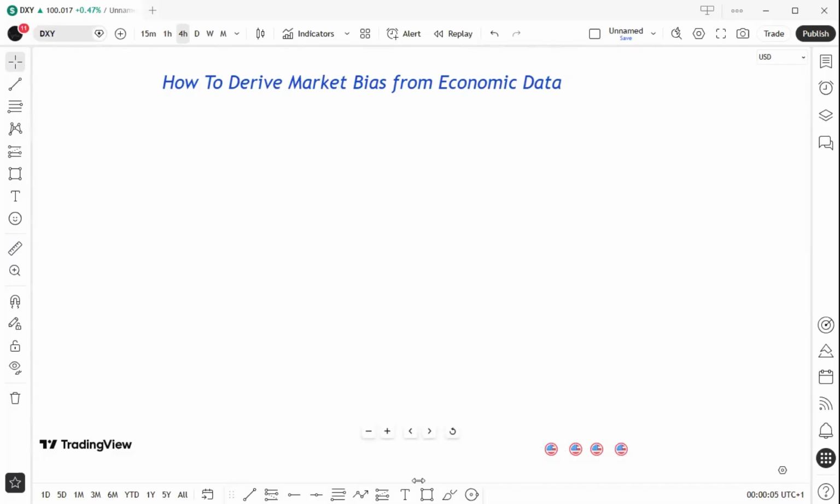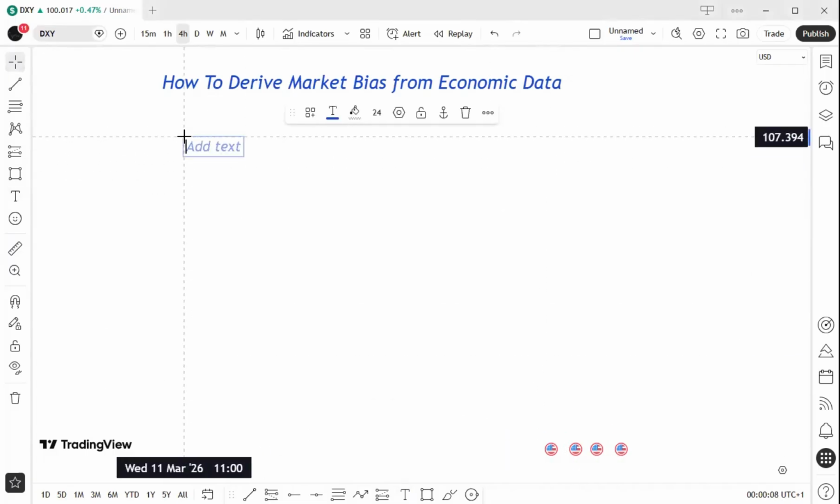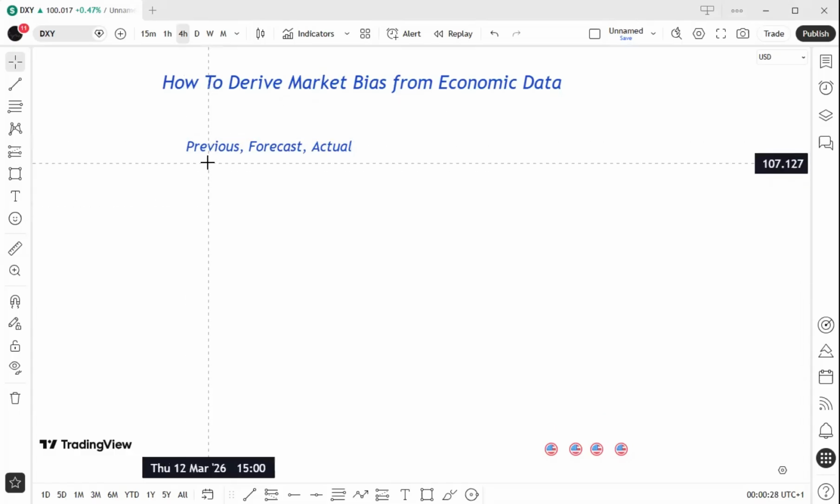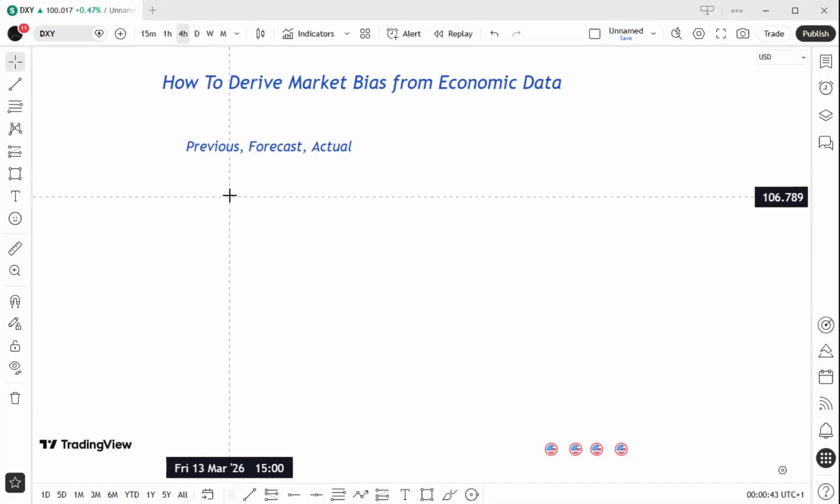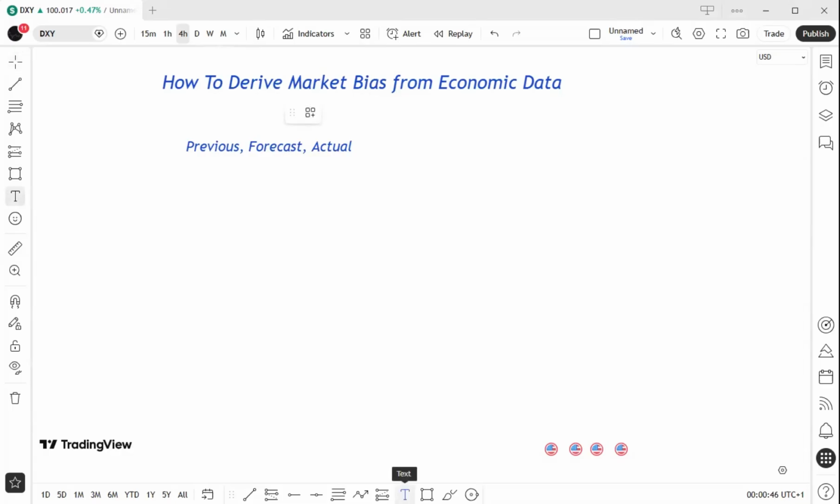Alright. So first of all, when you open your economic data, what you have to pay attention to is the previous, the forecast, and the actual. These are the three things you have to mainly focus on. Whether it's CPI, NFP, retail sales, unemployment claims, whichever data is coming up, these are the three things you pay attention to. So now let's break them down.